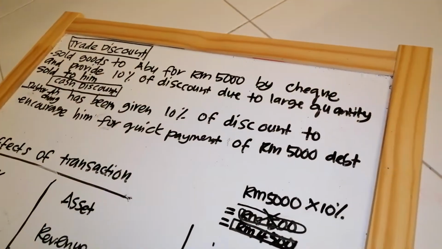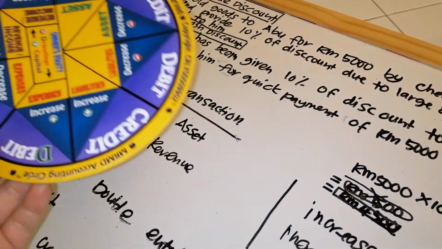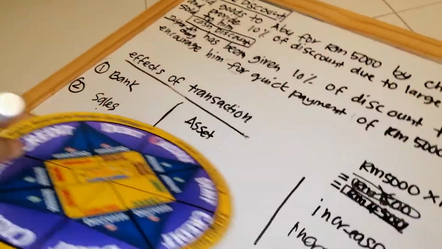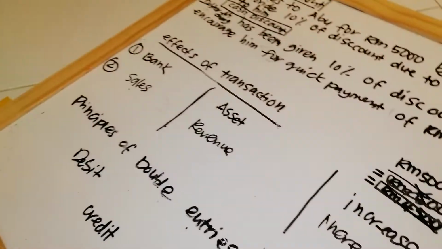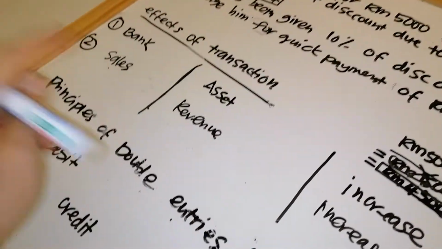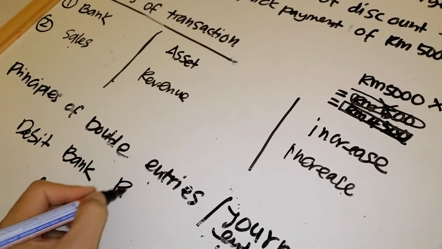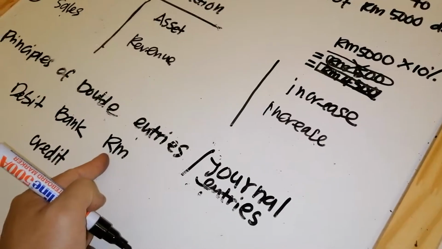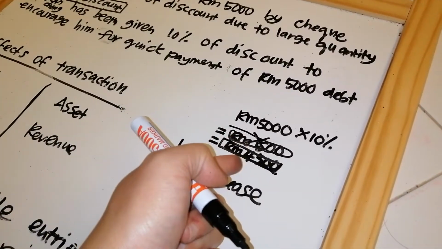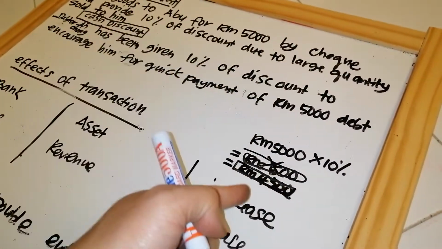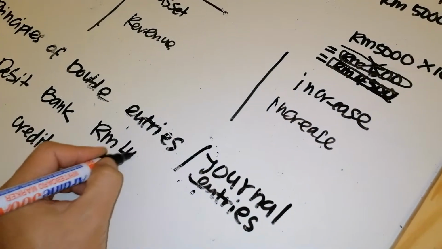So, you use the accounting circle macam biasa. Bank is under asset. Asset increase. So, asset increase we record under debit. So, debit bank, not debit asset. So, here is very important. Is it 5,000? No. We just record the balance that Abu must pay to your business. The amount you sold kepada Abu only 4,500.